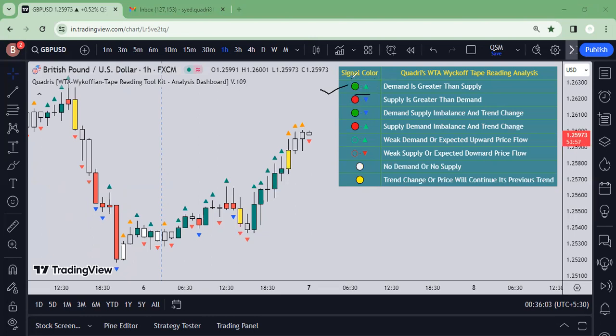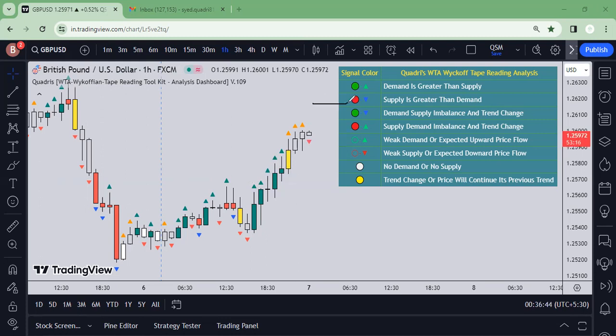First one, a green color candle or a bar with a green triangle upwards. This will refer to demand is greater than supply. That happens on a markup in Wyckoff cycles. So this is demand is greater than supply, and it keeps repeating in the same way. This refers to this one.